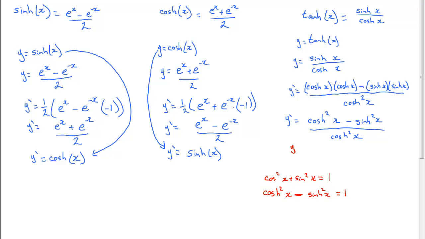So if we go back here, this is equal to 1 in the numerator over the hyperbolic cosine squared of x, and just like we would with trig functions, 1 over cosh is sech squared of x. The derivative of tanh of x is sech squared of x, or hyperbolic secant squared of x.